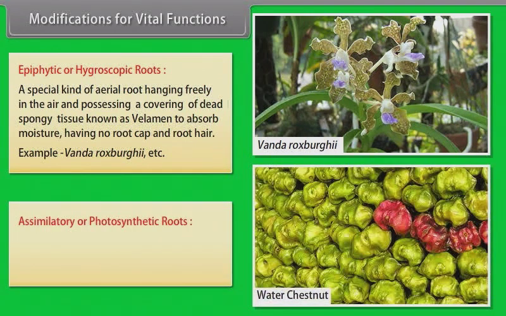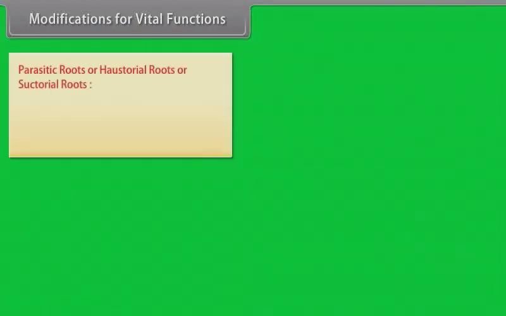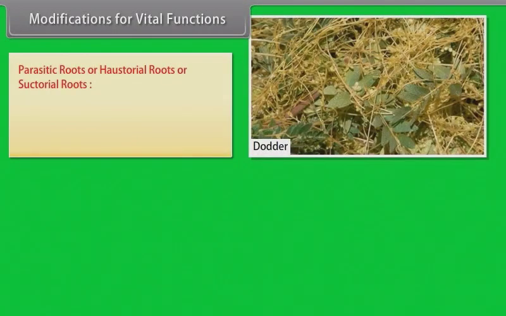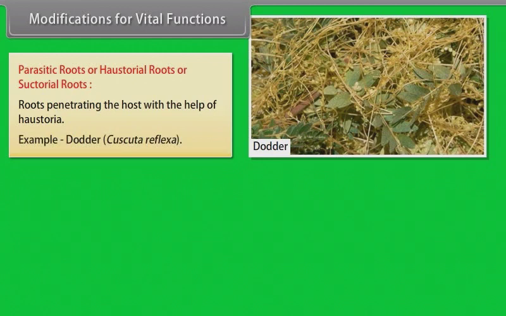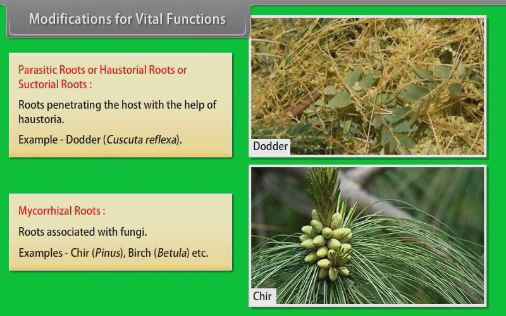Assimilatory or photosynthetic roots. Green roots capable of photosynthesis. Examples, water chestnut, etc. Parasitic roots or haustorial roots or suctorial roots. Roots penetrating the host with the help of haustoria. Example, dodder. Mycorrhizal roots. Roots associated with fungi. Examples, pine, birch, etc.